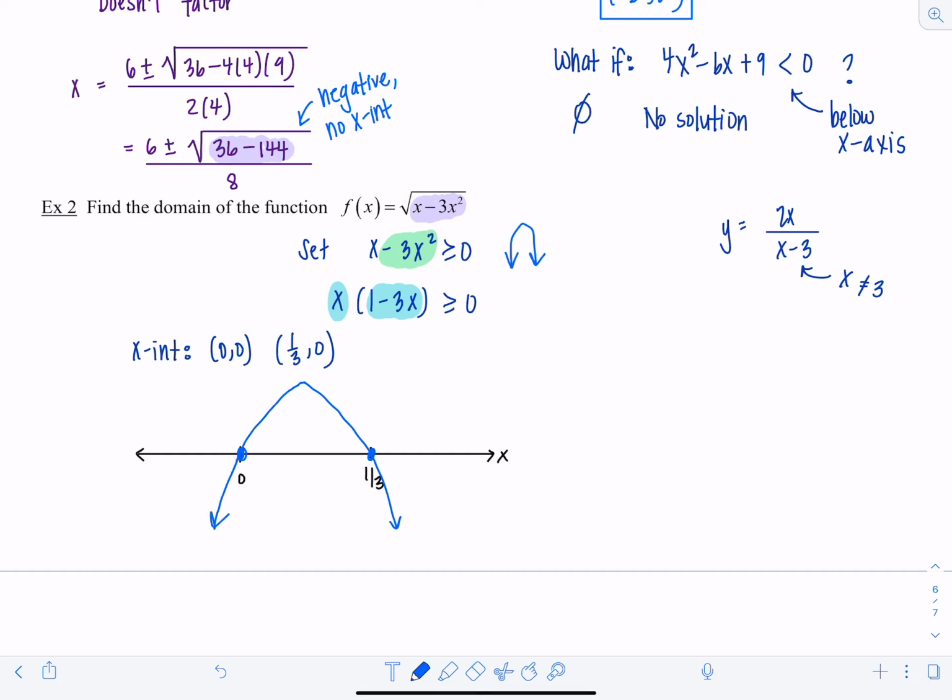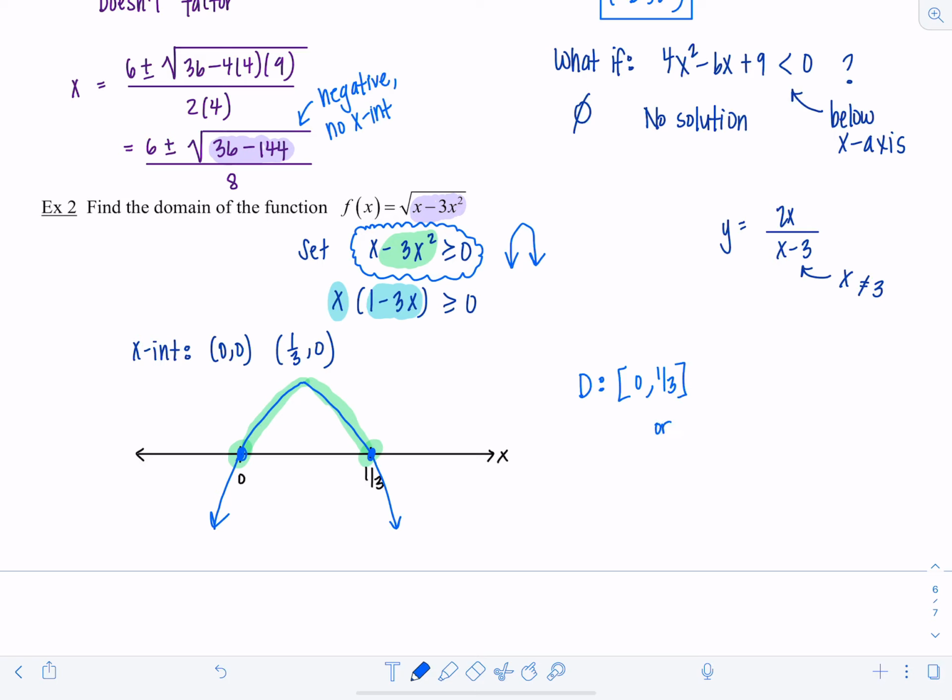Okay, cool. So let's go back to the problem at hand. We want to know, when is the parabola greater than or equal to 0? So when is it above or at the x-axis? Can you see in the graph where that happens? It's in the middle right here, all of this stuff. And in this case, my inequality is inclusive. It's greater than or equal to 0, so I am going to include the endpoints. So that means the domain is going to be the interval starting at 0 up until 1/3, including them.